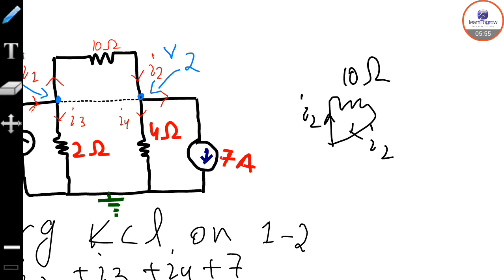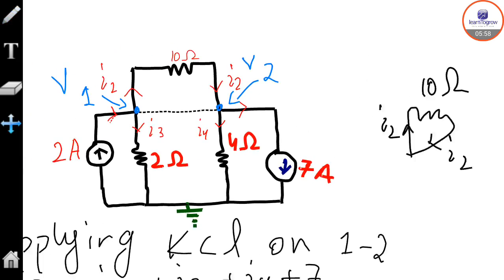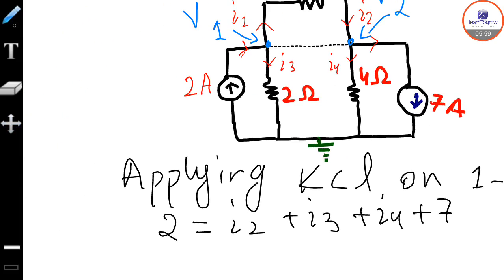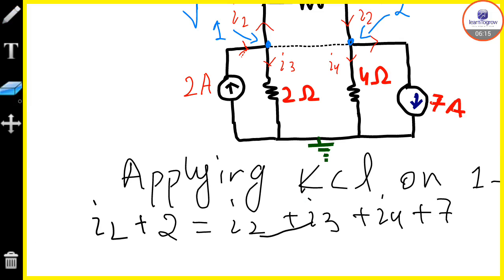We can simply put it like this. I2 was also entering and I2 was also exiting, so we can put it like this also, or we can simply remove this resistor too.